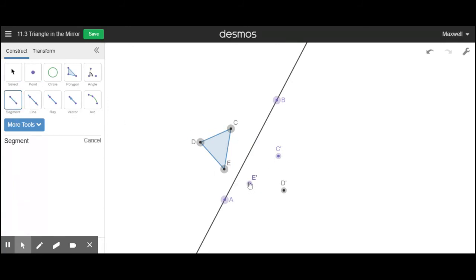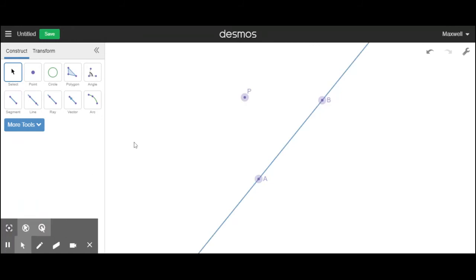So we can just connect all three of these points to make a triangle on this side of the reflection line, so that we have reflected this triangle using circles or a compass if you're doing it by hand, and getting these perfect reflection points.